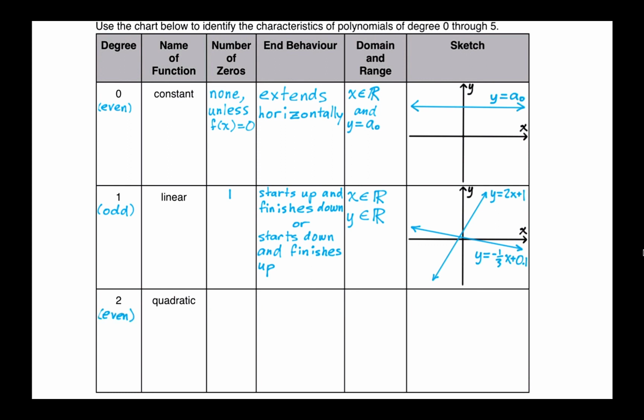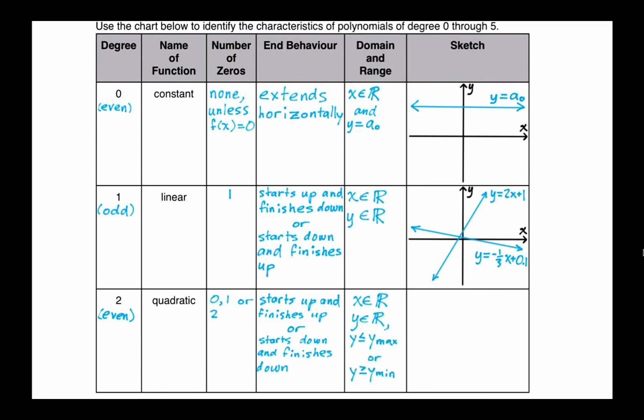And now let's take a look at quadratics. So quadratics are even. They are polynomials of degree 2. The number of zeros can either be 0, 1, or 2. And the end behavior is it either starts up and finishes up, or it starts down and finishes down. The domain X is any real number, and the range Y is real, but Y is less than or equal to its maximum value, or Y is greater than or equal to its minimum value. So here are some pictures we're going to look at in just a minute.